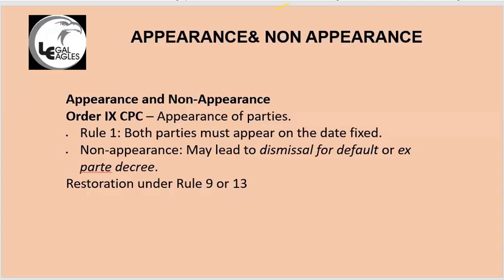These 2 things are concepts. Dismissal for default: if the plaintiff is not attending the case, it will be dismissed for default, because the plaintiff is not attending. And if the defendant is not attending the case, it is called ex parte decree. If it is dismissed, you have to file for restoration of that suit. You can file that one, but it will be dismissed for default or ex parte decree will be given.